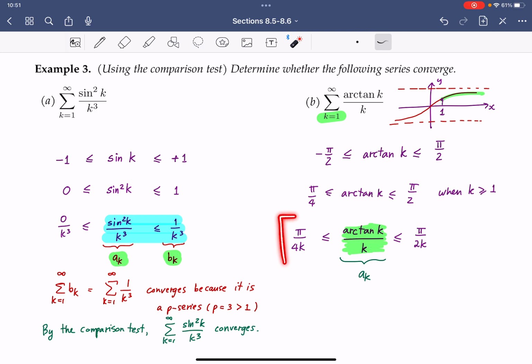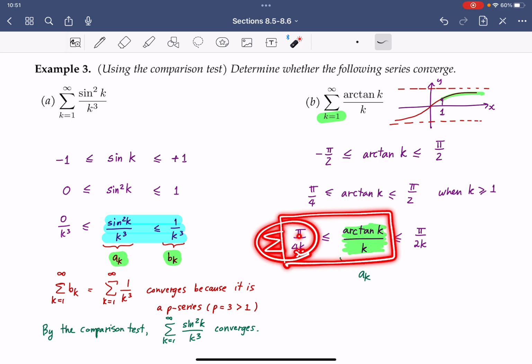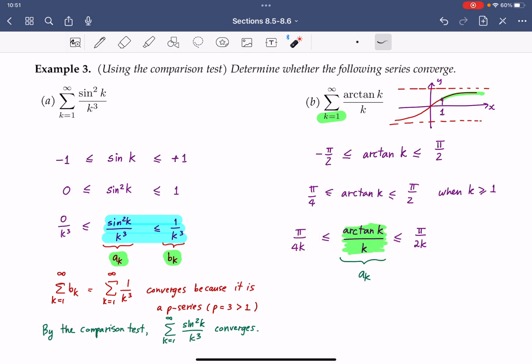So you have to look at the left hand side instead. When you take the sum of pi over 4K, this one's gonna be divergent, and that means the term A_K is gonna be divergent as well. Okay. So we're gonna pick this one to be our B_K.